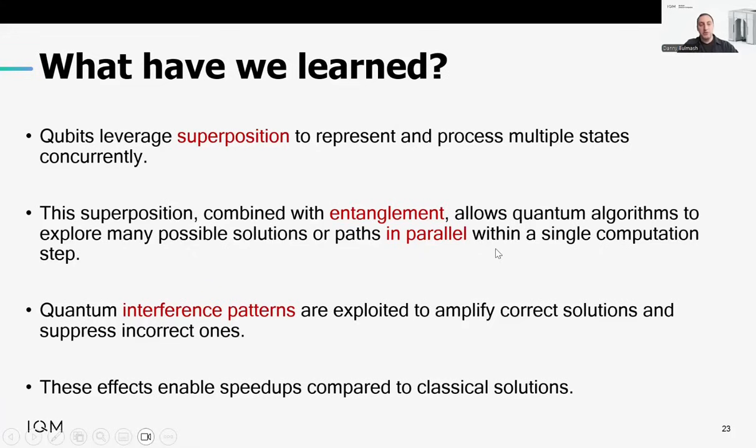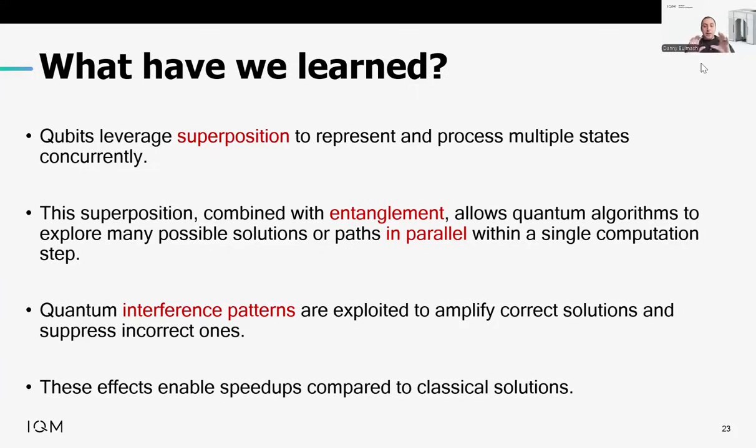So let's summarize what we've learned. Qubits leverage superposition to represent and process multiple states concurrently. We added together all of the different possible inputs. This superposition, together with entanglement, which we talked about yesterday, allows quantum algorithms to explore many possible solutions or solution paths in parallel with a single computational step. So we put in all possible inputs, and we got to apply the oracle to all possible inputs as well.